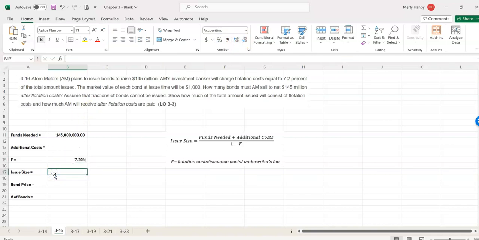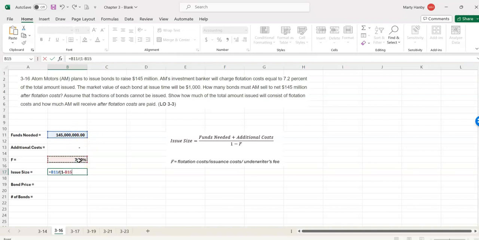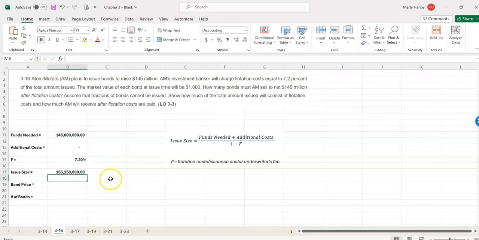so now our issue size equals the funds needed. We don't have any additional costs, so we divide that by 1 minus flotation costs, and close it up. We get $156,250,000.